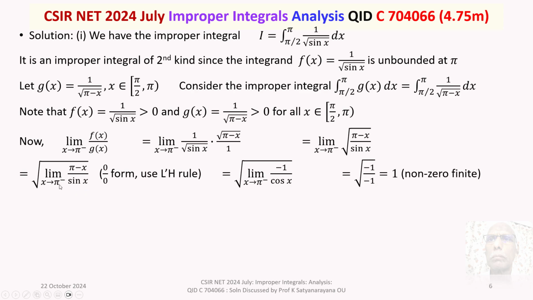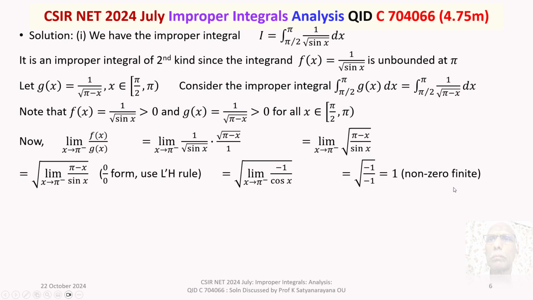Now you can see, as x tends to pi minus, the numerator is 0 and the denominator is 0. It takes 0 by 0 form, which is an indeterminate form. To evaluate it, we use L'Hopital's rule. And that is equal to the square root of the limit as x tends to pi from the left. The derivative of the numerator is minus 1. The derivative of the denominator is cos x. Now, under the square root, take the limits: minus 1 by the denominator, which is also minus 1. That is, we get 1, which is a non-zero finite number.